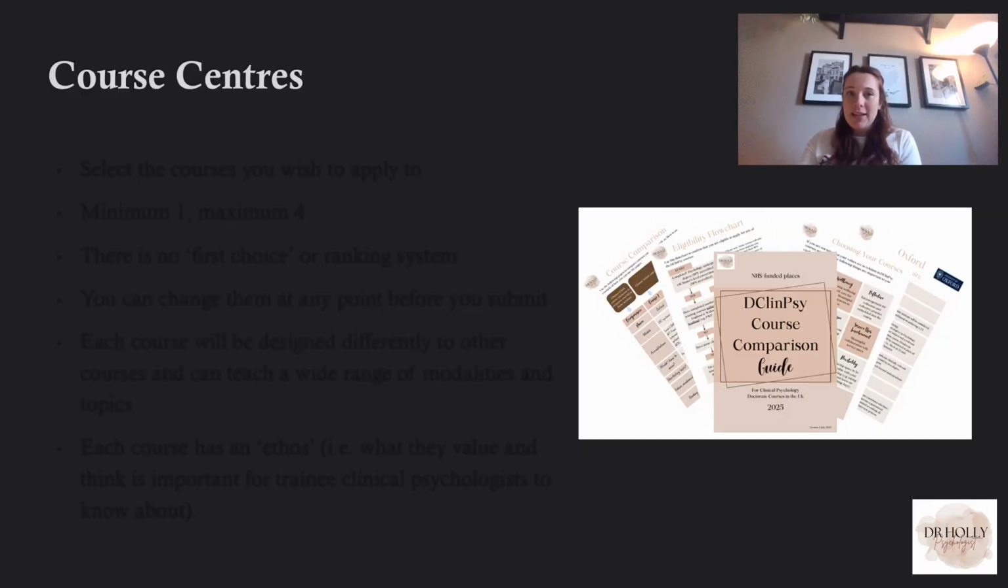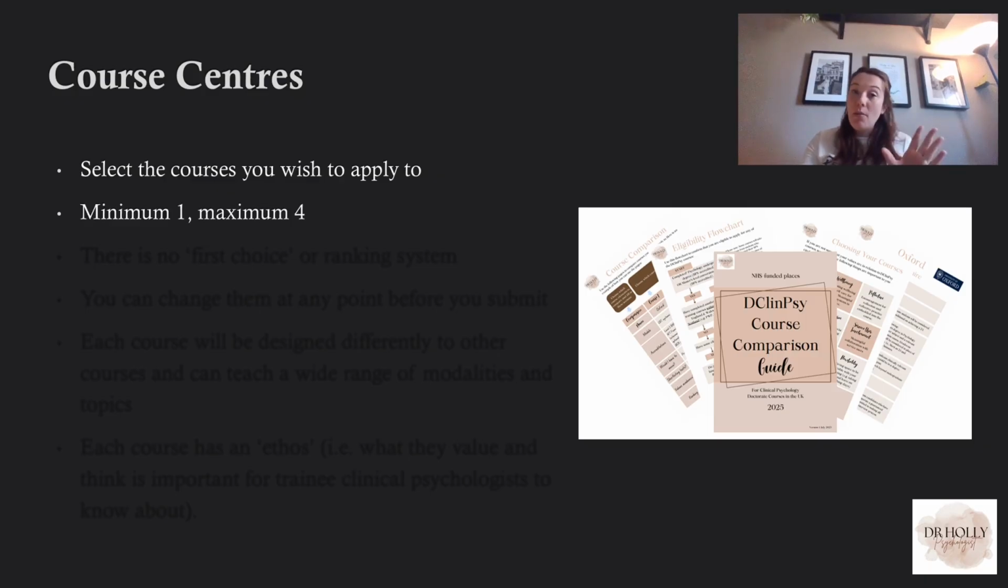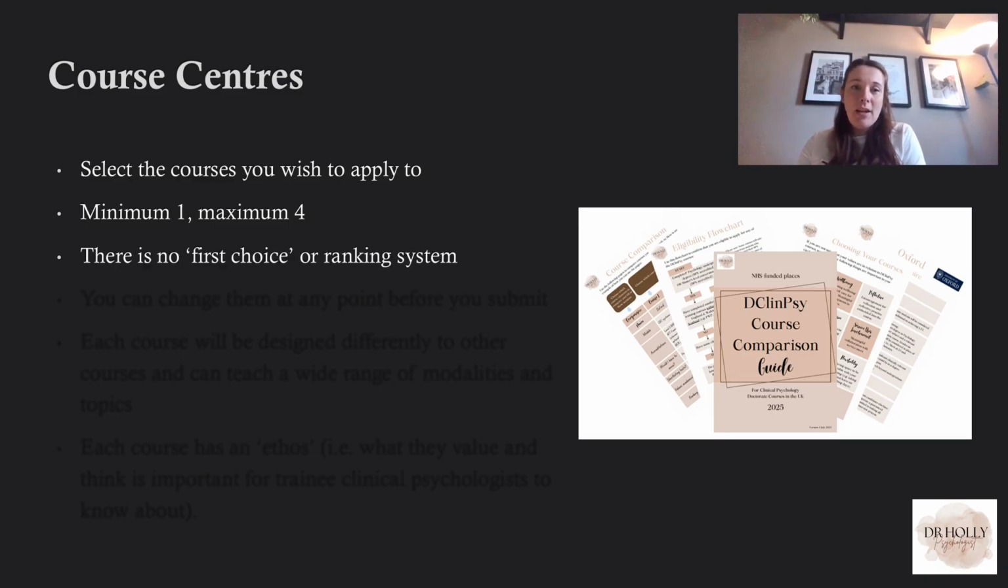Let's think about course centres then. As I've said, our course comparison guide for NHS and self-funded places is available, and you need to put in which courses you want to apply to on the form. There's a minimum of 1 and a maximum of 4. I do definitely know of people that have applied to 1 because they live in South Wales, they want to go to South Wales, that's where they're going, and they don't want to apply anywhere else. Most people will apply to 4 though.